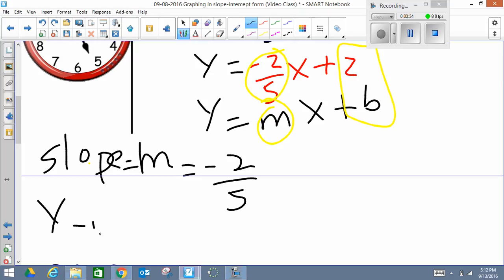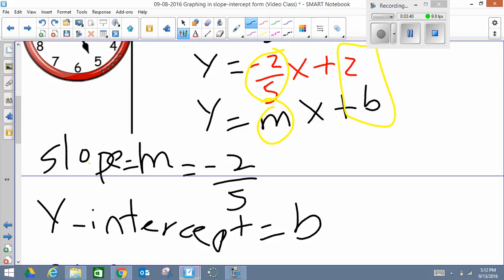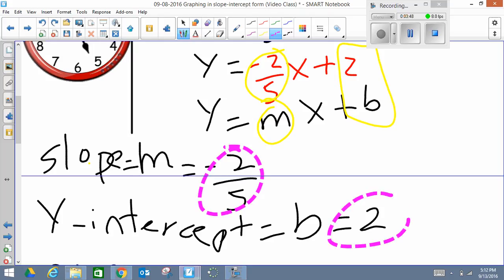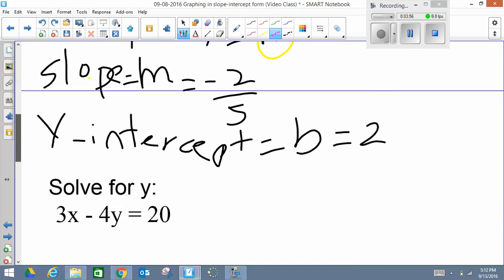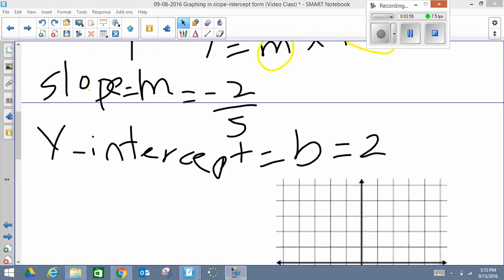And then my y-intercept is represented by b. In our case, it is equal to 2. So I have my slope here, and I have my y-intercept. I'm ready to graph. I need those two things. Now we need a graph. You can get a graph somewhere. Now we need to graph.